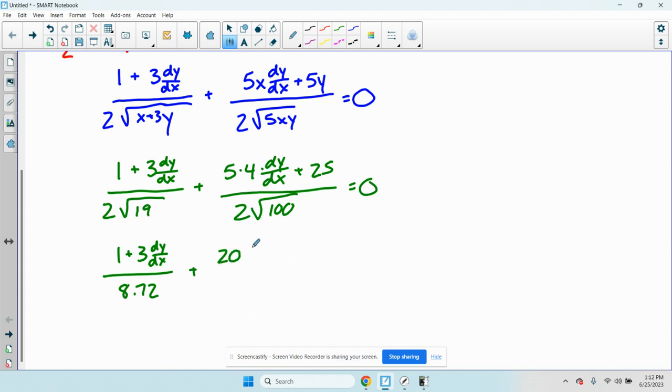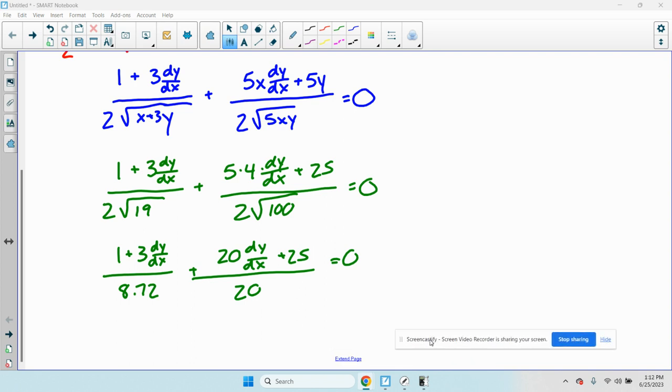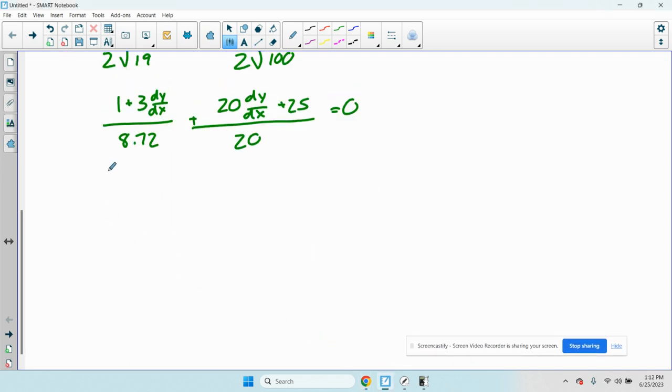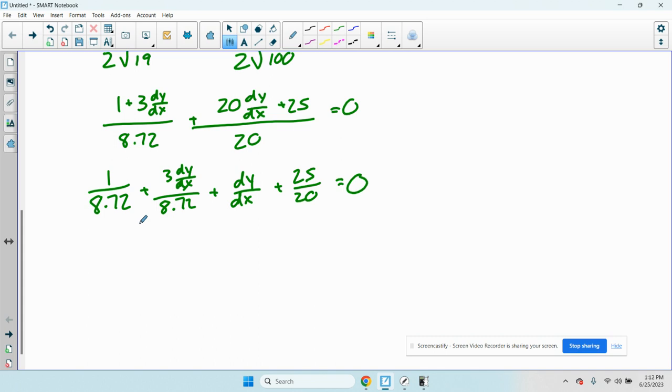Plus (20 dy/dx plus 25) over 20 equals 0. So then you get 1 over 8.72 plus 3 dy/dx over 8.72 plus dy/dx plus 25 over 20 equals 0. Figure out what these decimals are, get dy/dx by itself, everything else to the other side, and you'll get your answer.